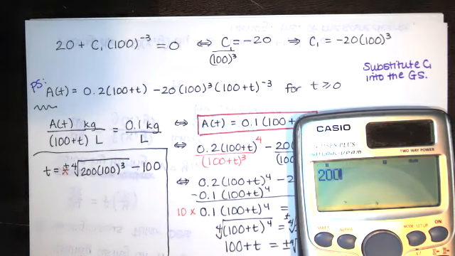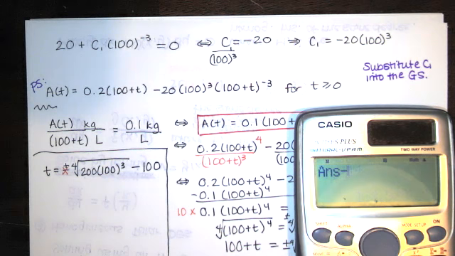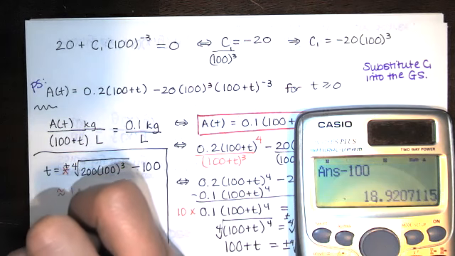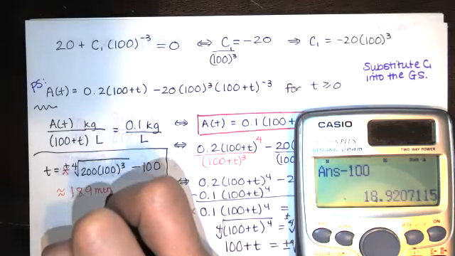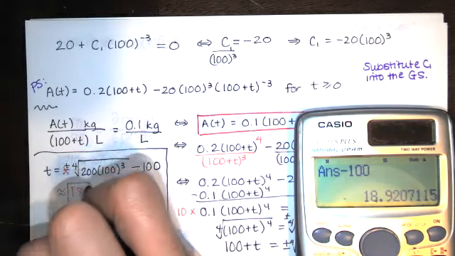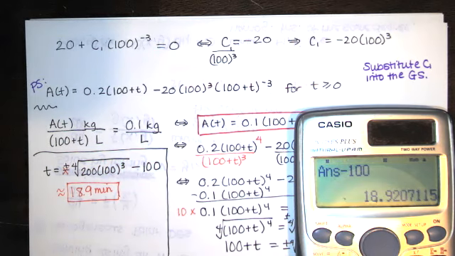So we have 200 times 100 cubed. And then I will raise that to the 1/4 power. That's the same as taking the fourth root. And then we subtract 100. Remember, time was measured in minutes. So it looks like it will take about 18.9 minutes for the concentration of salt in the tank to go from 0 kilograms per liter to 0.1 kilogram per liter.